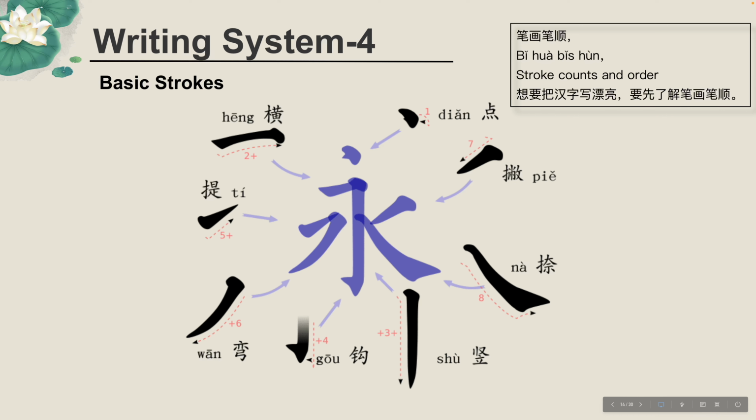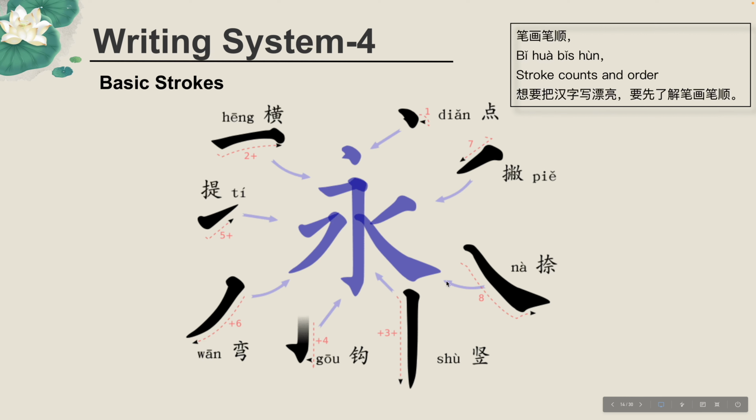An example will be 想要把汉字写漂亮，要先了解笔画笔顺. If you want to write your Chinese characters pretty, you need to know the stroke counts and order first. Now let's look at this character. We can see that this character has 8 strokes, which is first, 点, second, 横, third, 竖, fourth, 钩, fifth, 提, sixth, 弯, seventh, 撇, eighth, 捺.